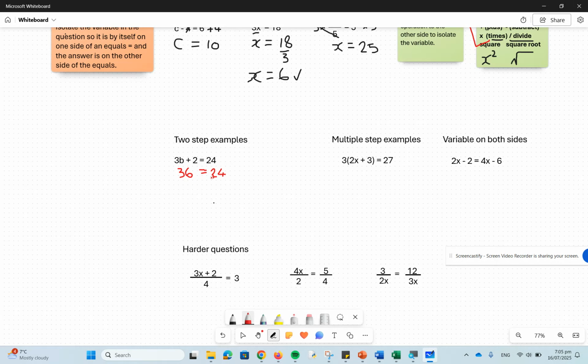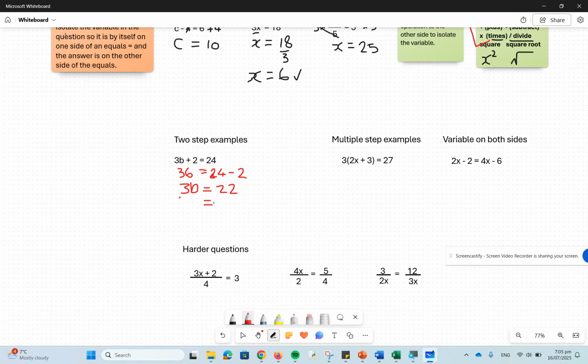24 minus 2. So the opposite of plus is minus. So I've gone 24 minus 2 to this side, which means my 3b is on one side, and 22 is on the other side. Okay, right, so I've done one operation. Now I've got to do another operation. So let's put the equals in so we don't make any mistakes.